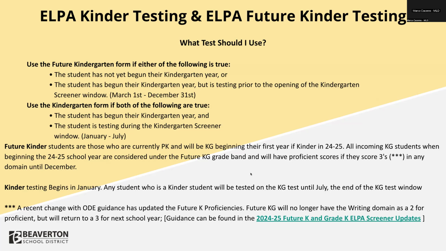And then the normal kinder screener is for students who, let's say, were in a different state and then came to our state for the first time and enrolled in February and they're considered kindergarten. They would test under the kindergarten screener. That one begins in January and those scores are proficient starting with 4s and going to 5s. I did link a document there of the updates that ODE sent out for the new cut scores, with the future kindergarten screener being all 3s.